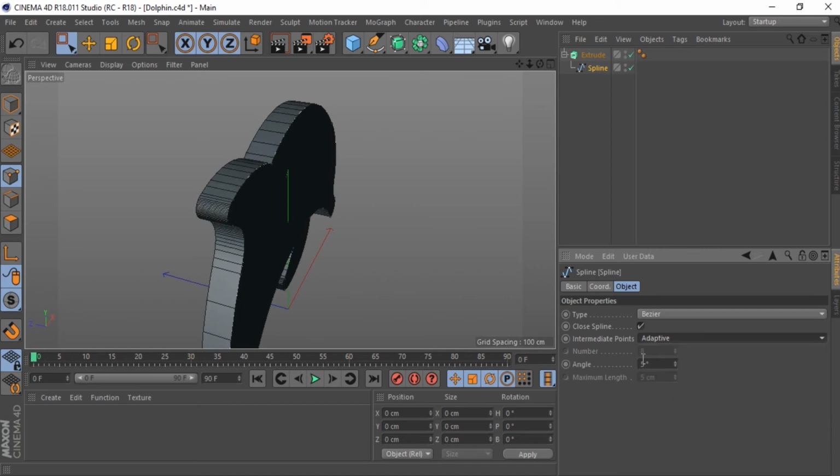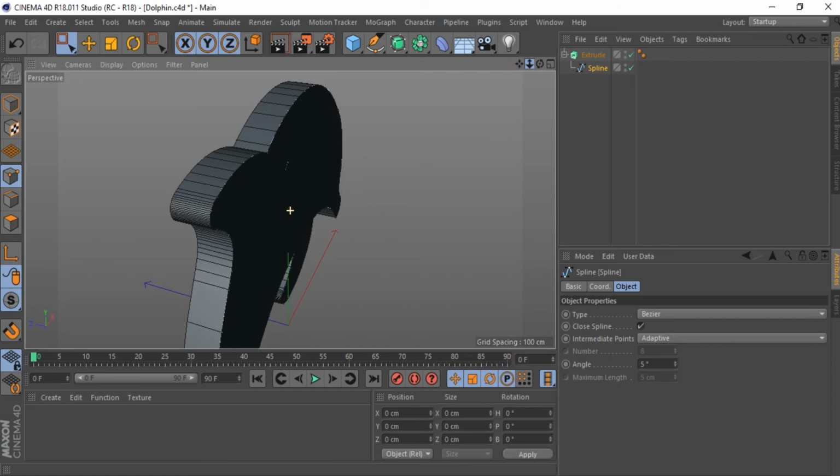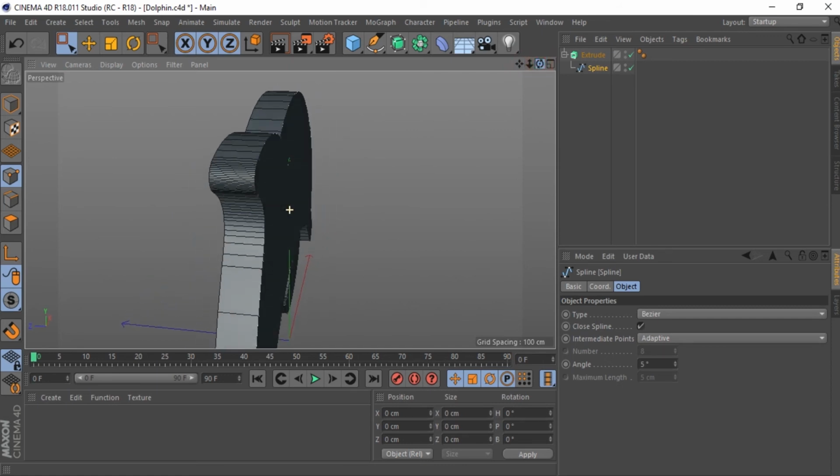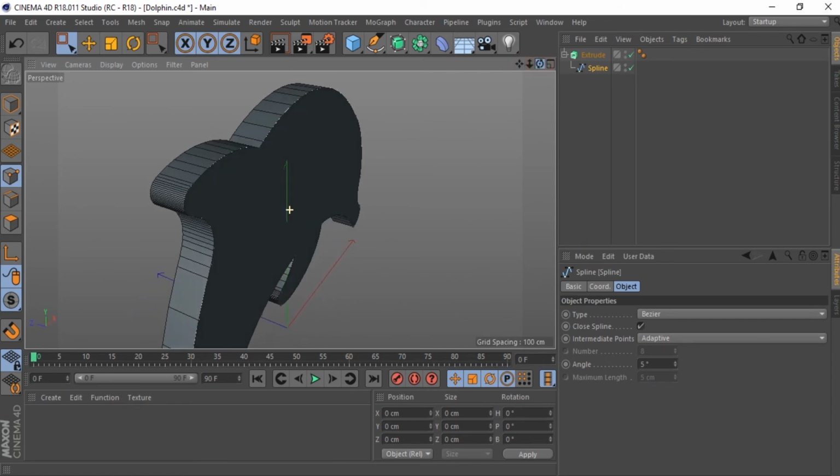The adaptive method is the default interpolation method. This interpolation type sets intermediate points whenever the angle deviation of the curve is larger than the value given in angle.